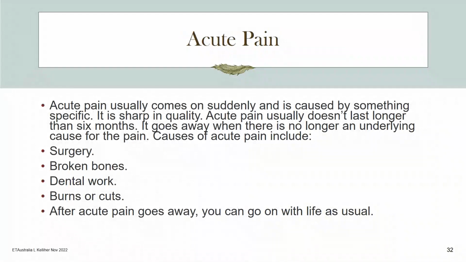Okay, acute pain. Acute pain comes on suddenly and is caused by something specific. It is sharp in quality. Acute pain doesn't last longer than 6 months. It goes away when there is no longer an underlying cause for pain. Causes of acute pain may include surgery, broken bones, dental work, burns or cuts. After acute pain goes away, you can go on with life as usual.